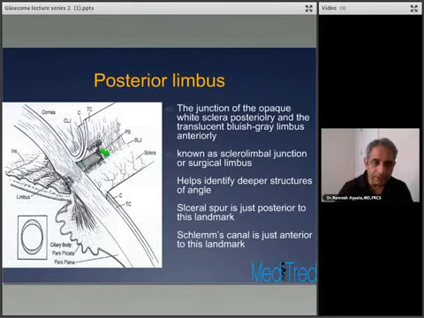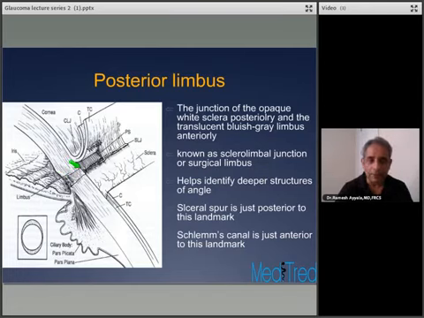So here is the scleral limbal junction. It's a transition zone, like I mentioned, between the sclera and the translucent bluish gray limbus anteriorly, and just posterior to this area is the scleral spur. Anterior to that is where the Schlemm's canal is.